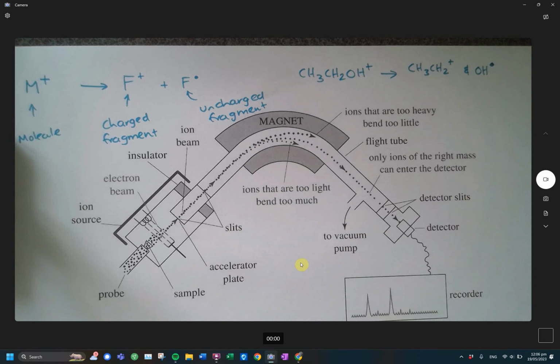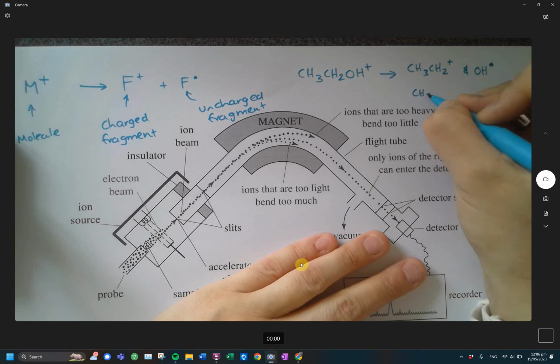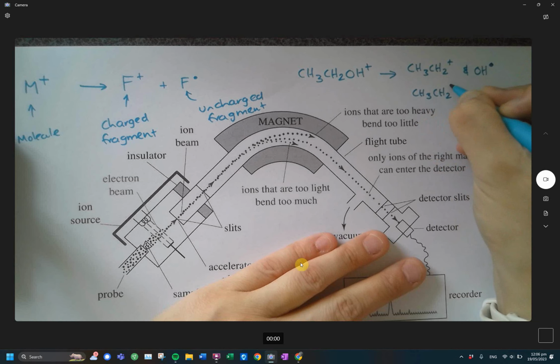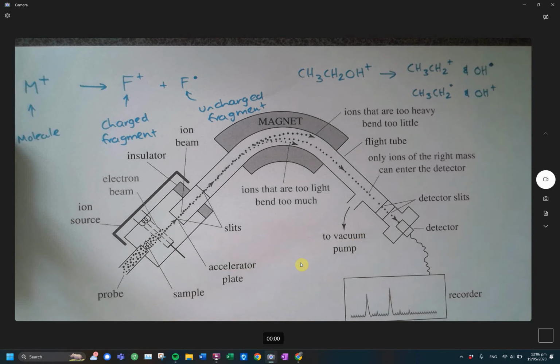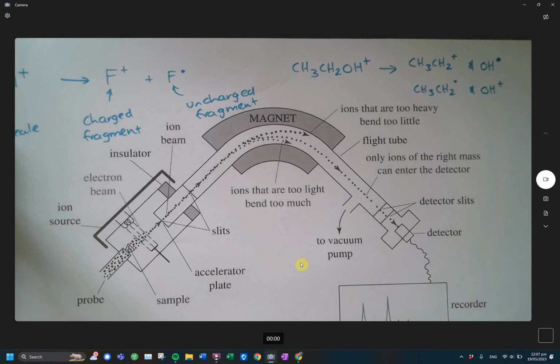It could also happen the other way around, because it's all random. Maybe my CH3CH2 isn't charged and my OH is charged. So that's an example of the molecule breaking apart. And it can break apart in lots of different ways.